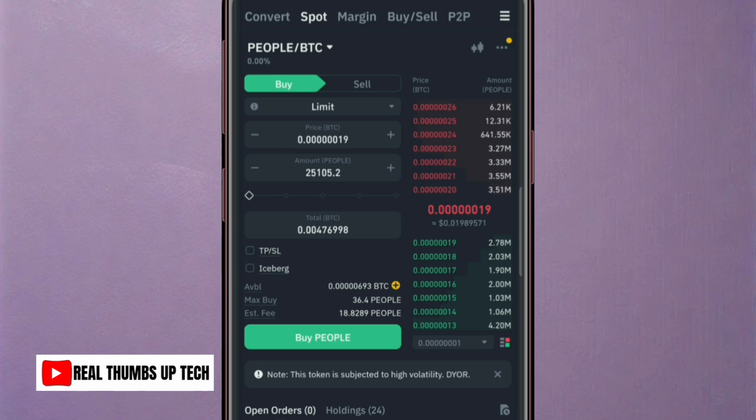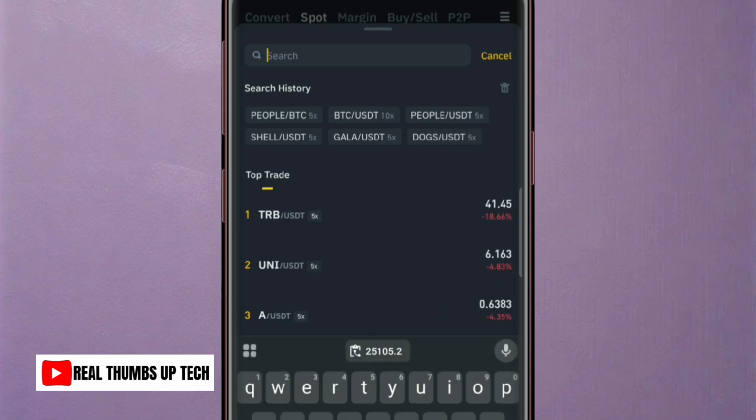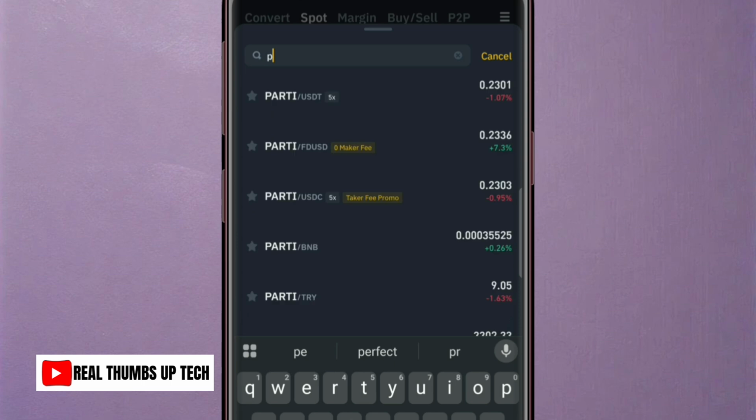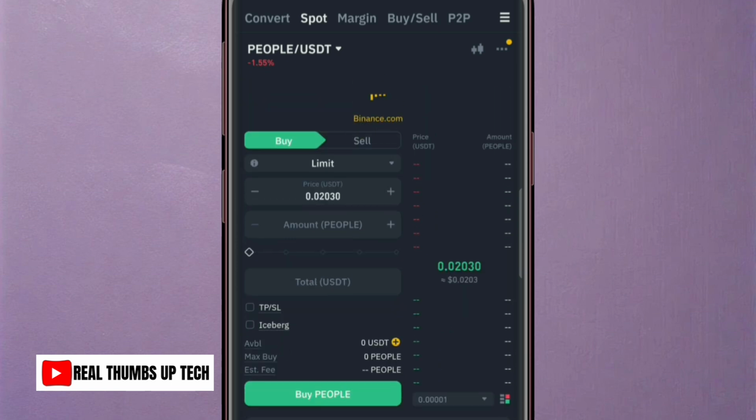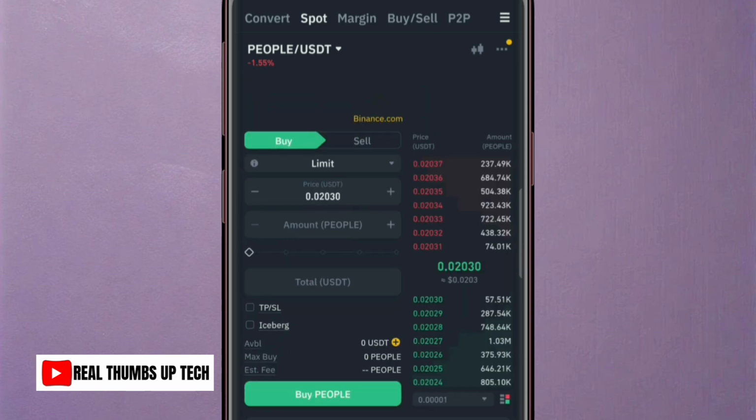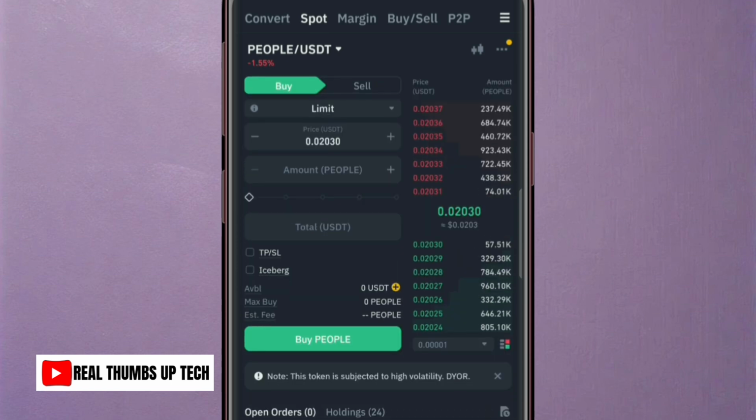You understand? So the next thing is you go back and sell PEOPLE for USDT. Okay, so this is just like a triangle. So you now come over here and select PEOPLE/BTC because since we have PEOPLE, we now want to sell it and get USDT back. So to do that, we type in the pair PEOPLE/USDT. You select it. So in this case, we are selling PEOPLE in exchange for USDT. So instead of using the buy section, we now go over to the sell section. Now tap on the sell section.